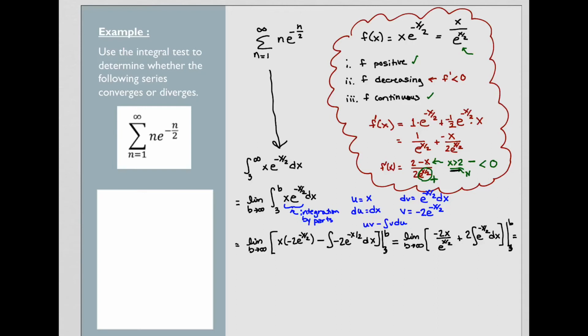What does this equal? This is equal to the limit as b goes to infinity, again, of negative 2x over e to the x over 2 minus, and this is going to give us 4 over e to the x over 2, from 3 to b.